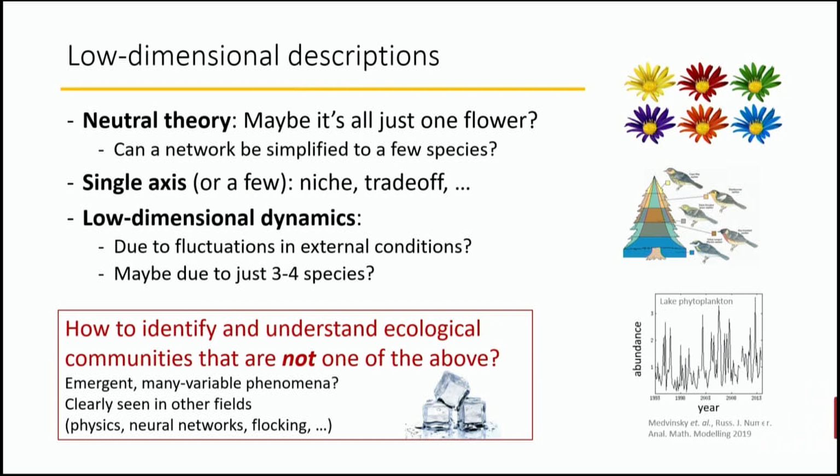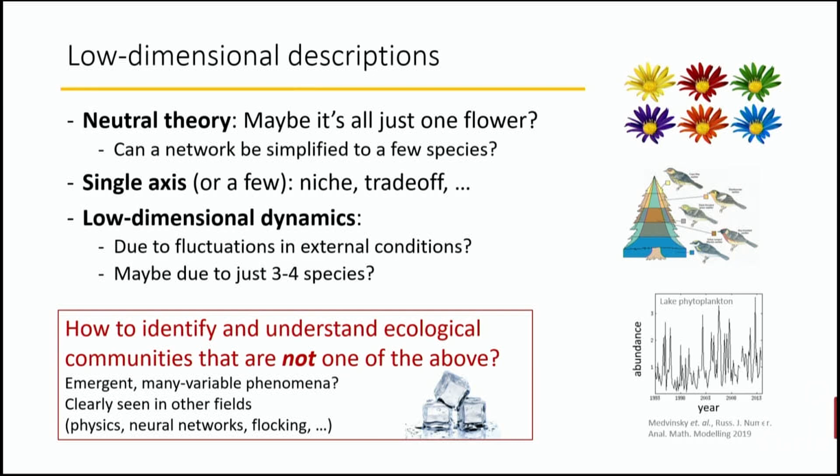Right, so the big question that we've been asking is, how do we identify and understand ecological communities that are not one of the above? I'll be calling them high-dimensional, or choose your favorite name for that. And the interesting thing is this idea of having these many-variable phenomena, these emergent many-variable phenomena, which are not few-dimensional mechanics or few-dimensional dynamics, is clearly seen in other fields.